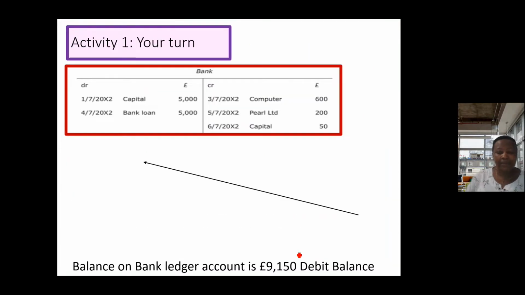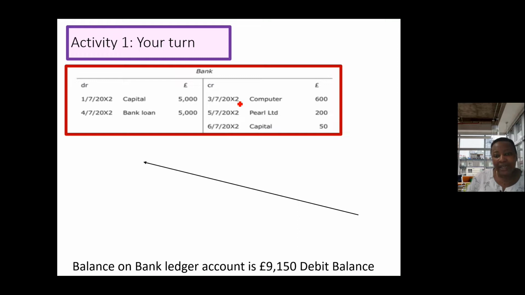Okay, so let's look at this example. You should maybe pause the video and try it out. You have your bank account. We have capital, so this person deposited capital, brought money into the business, but deposited it in the bank, so there's been an increase in the bank. And then there was also a bank loan, so you got a loan from the bank, and the money in your bank account is now 10,000. If you sum 5 plus 5, this is 10,000.